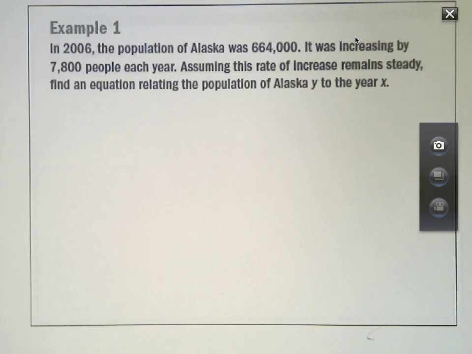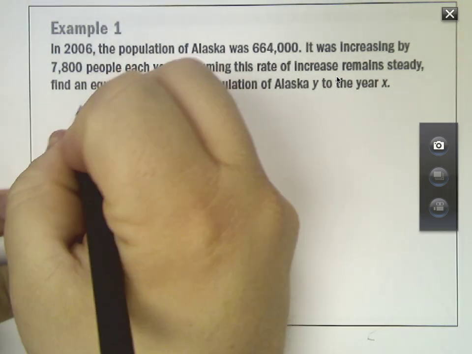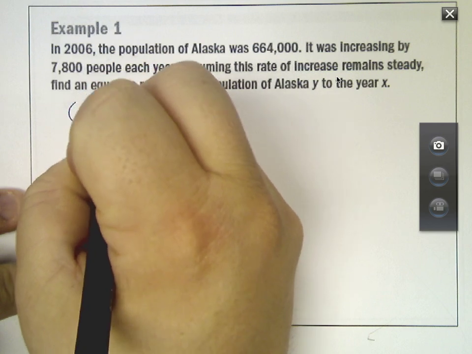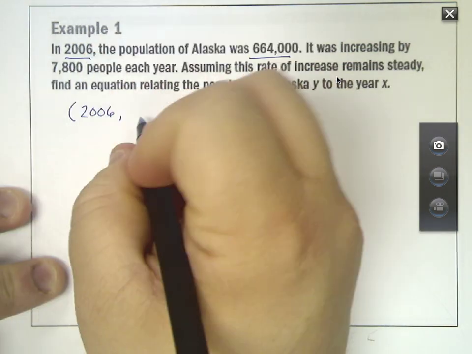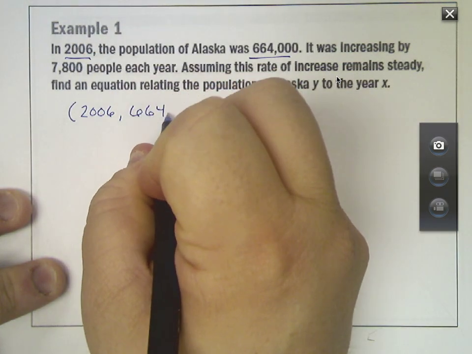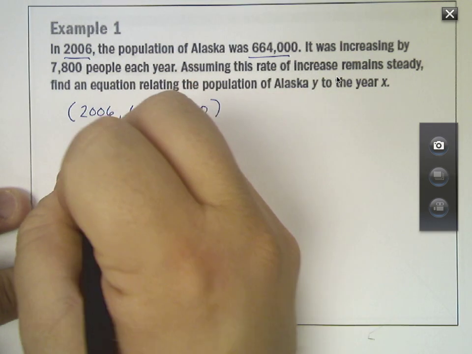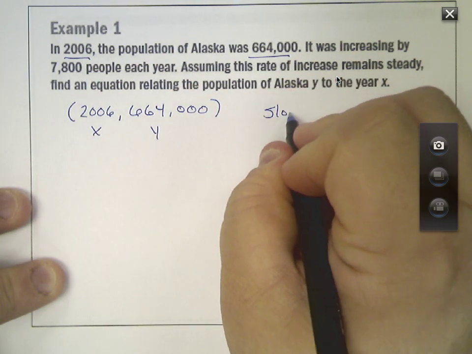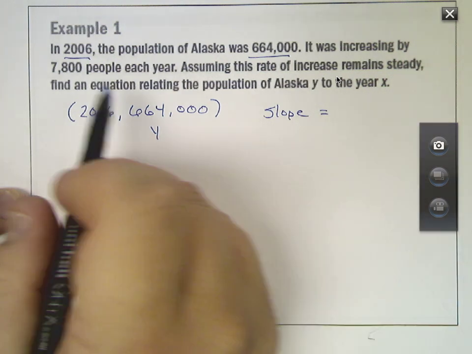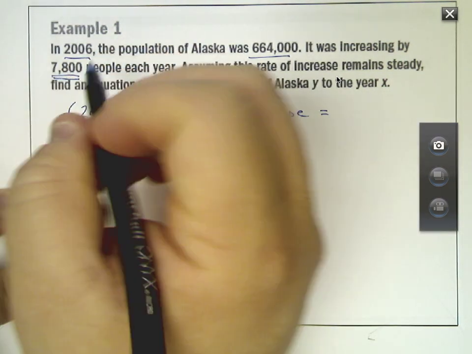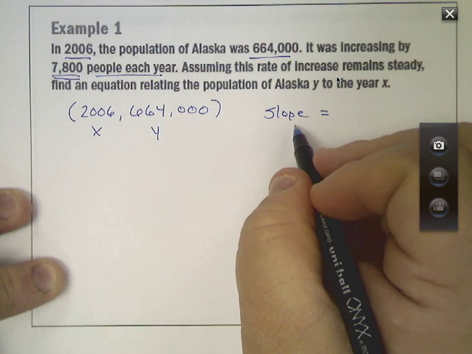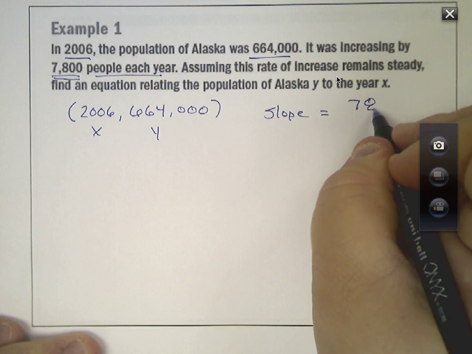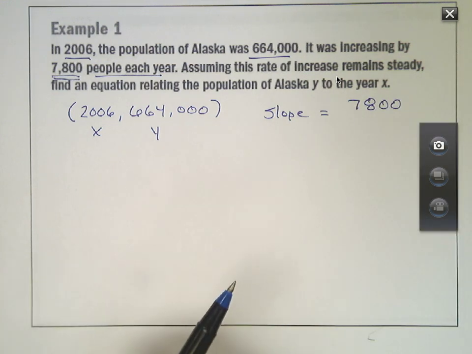So looking at this problem, 2006 is my x value. 664,000 is my y value. My slope is a rate. Well, what's my rate in this problem? 7,800 people each year is a rate. So my slope is, it's increasing 7,800 people per year.